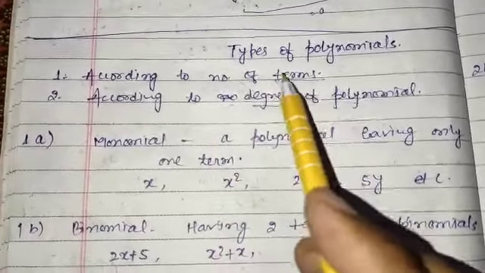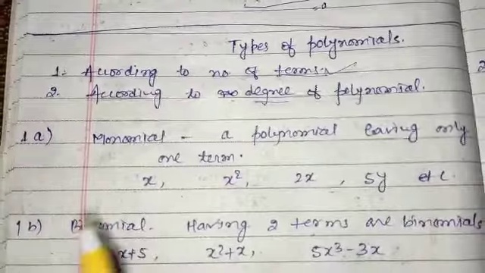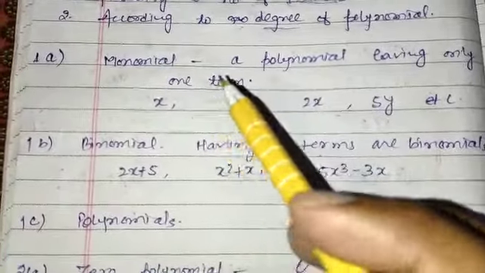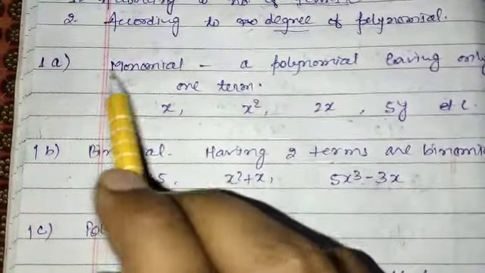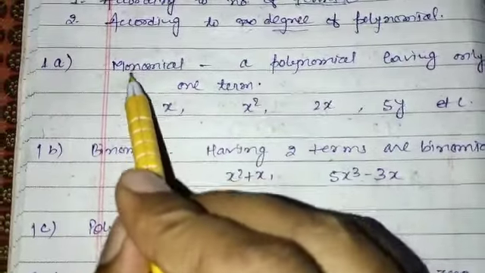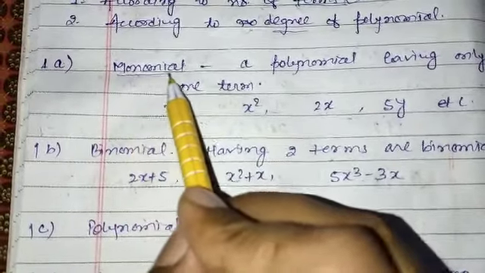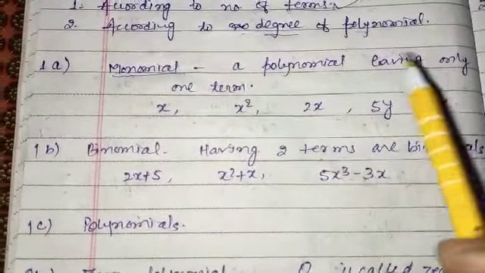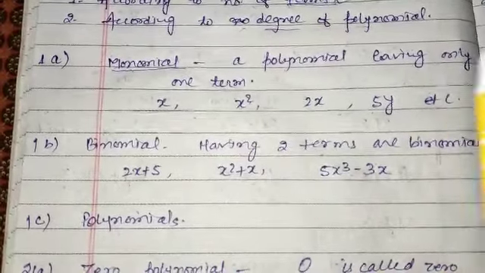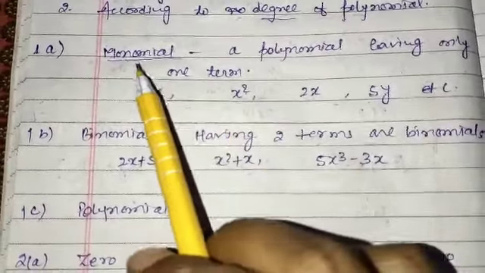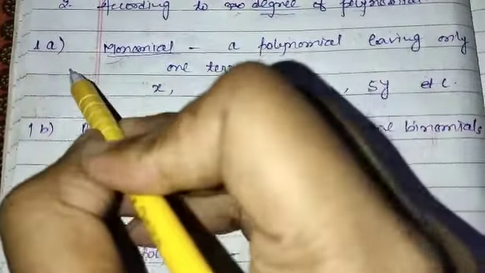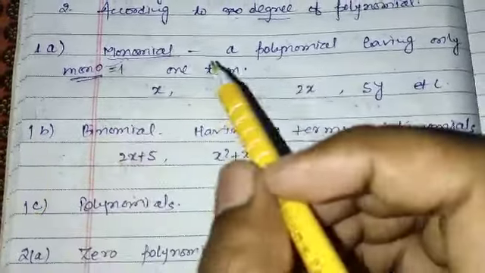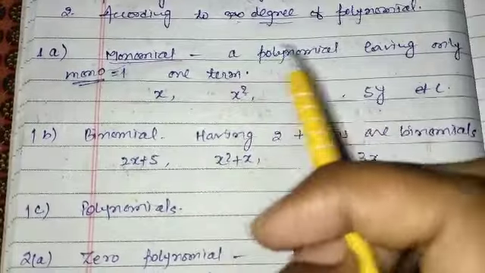First we will discuss according to the number of terms. Since the counting numbers start from 1, we will take the first type of polynomial, that is known as monomial. Monomial means a polynomial having only one term. It is a Latin phrase, mono, and the meaning of mono is one. So a polynomial having only one term is a monomial.